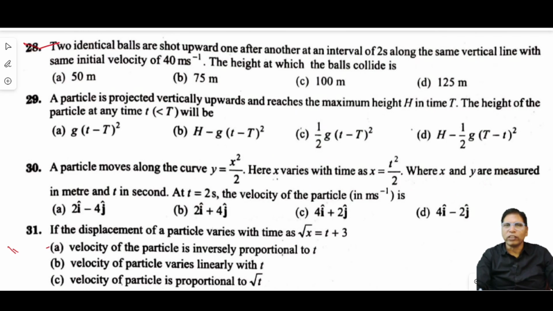Now look at this question number 28. Two identical balls are shot upward one after another at an interval of 2 seconds along the same vertical line with the same initial velocity of 40 meter per second.